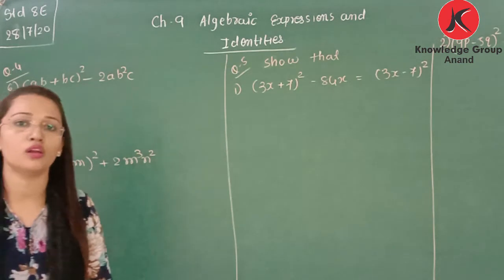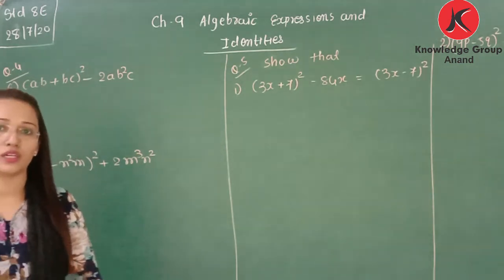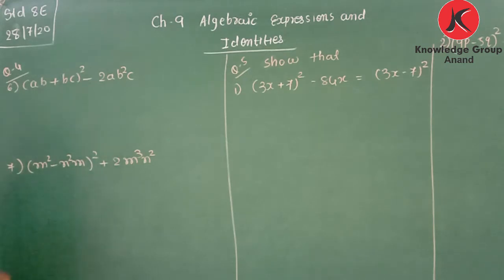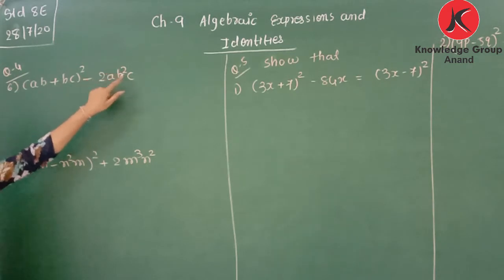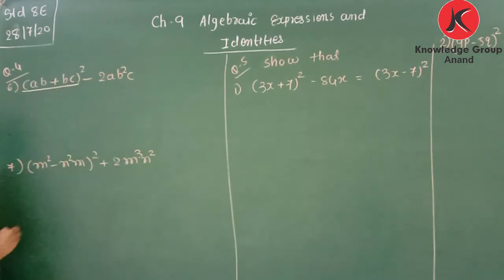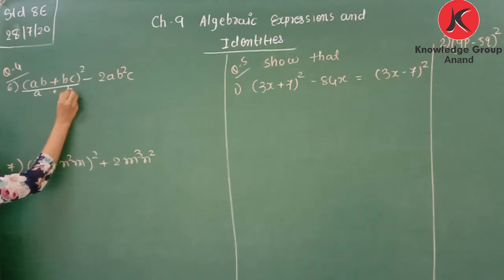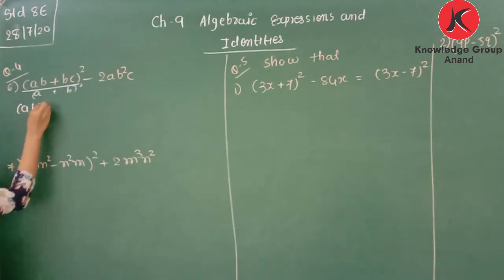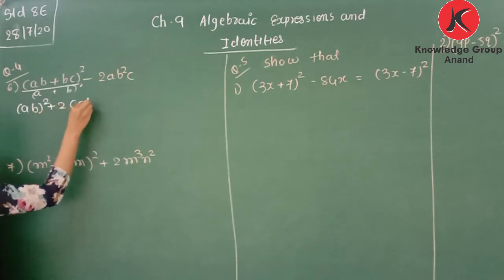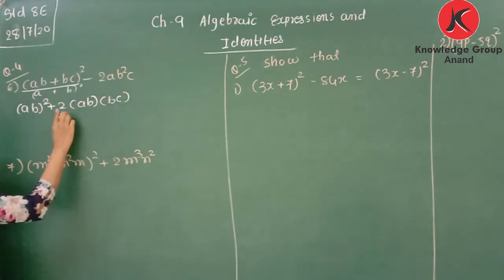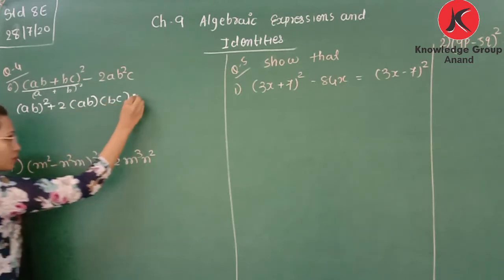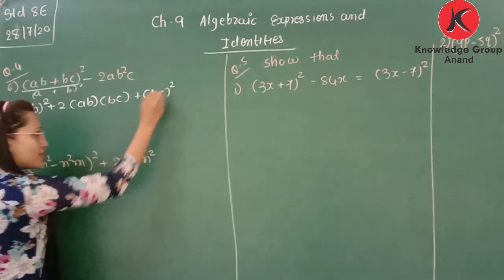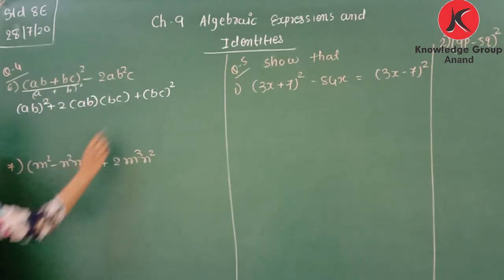That's why you need to solve more examples and do more practice. Okay. Question number 6, (AB plus BC) whole square minus 2AB square C. So here you can see this is (A plus B) whole square. So which identity can we apply here? This is our first identity. So we will apply the first identity: AB square plus 2 into AB into BC plus BC whole square, that is A square plus 2AB plus B square.